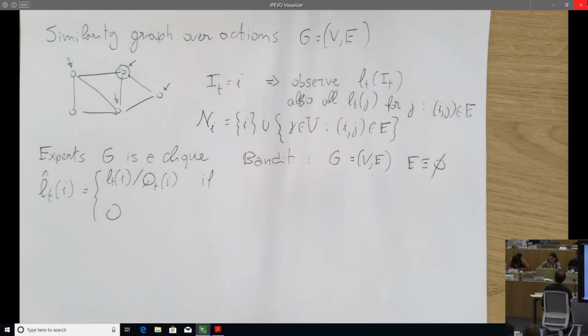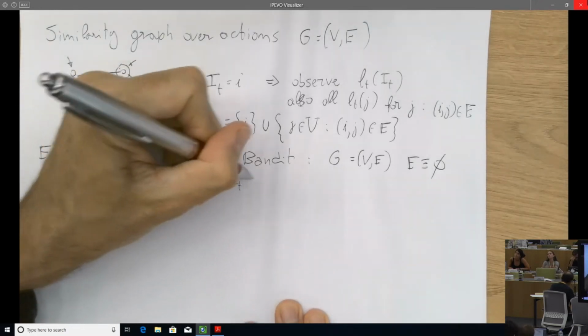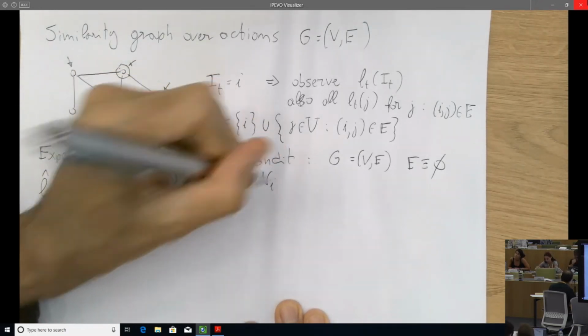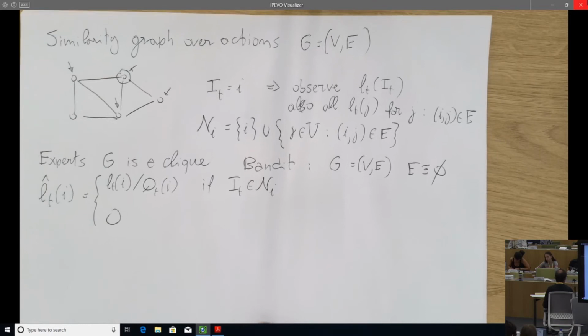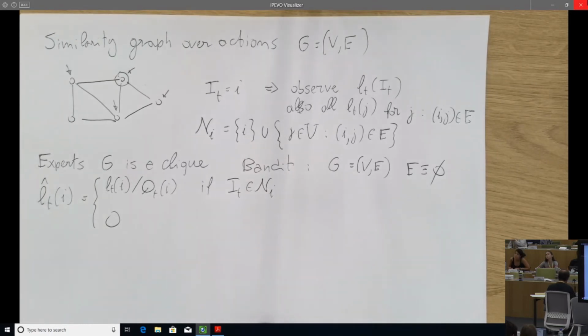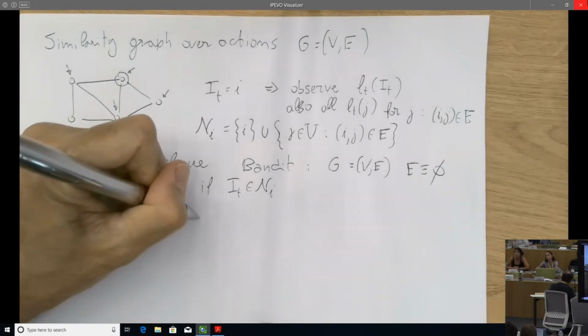When is it that I observe the loss of an action? I observe the loss of an action whenever the action I choose is in the neighborhood of that action, all right? So whenever IT belongs to the neighborhood of I. So if I pick I or an action which is adjacent to I, I will observe the loss of I because of this observational model I just assumed. And if I don't observe anything, I will just put 0 as before.